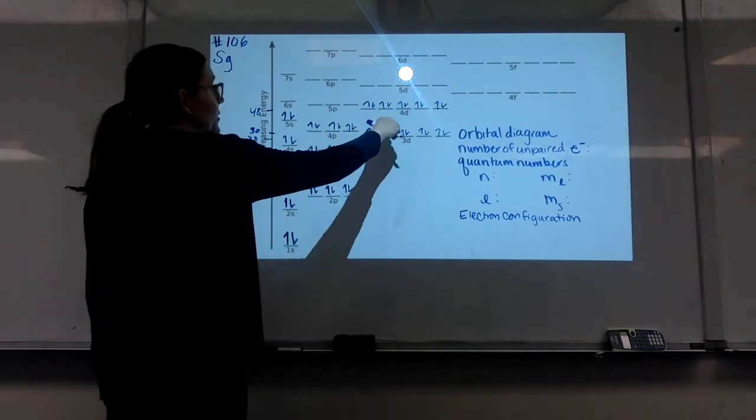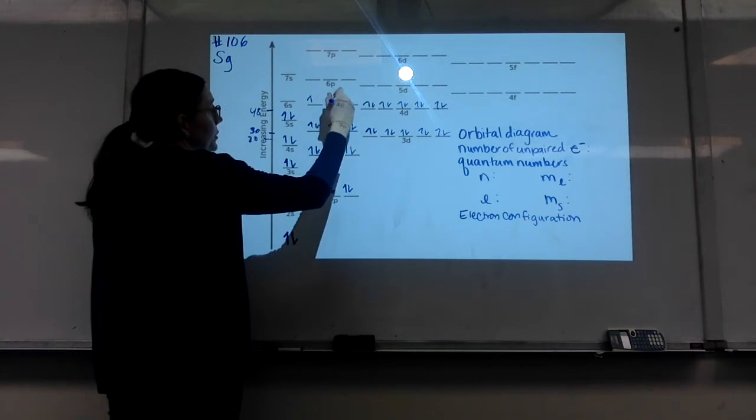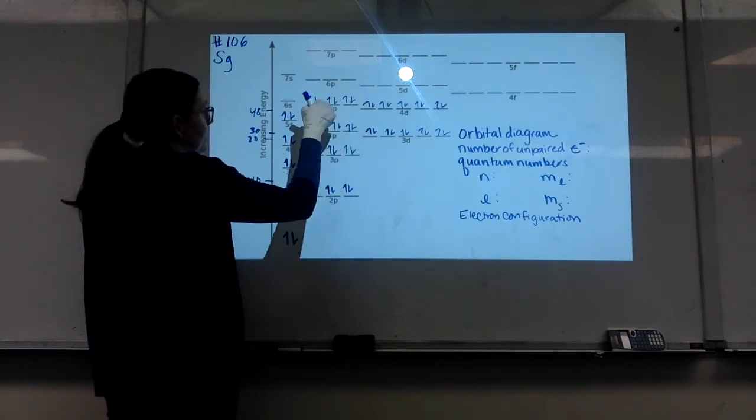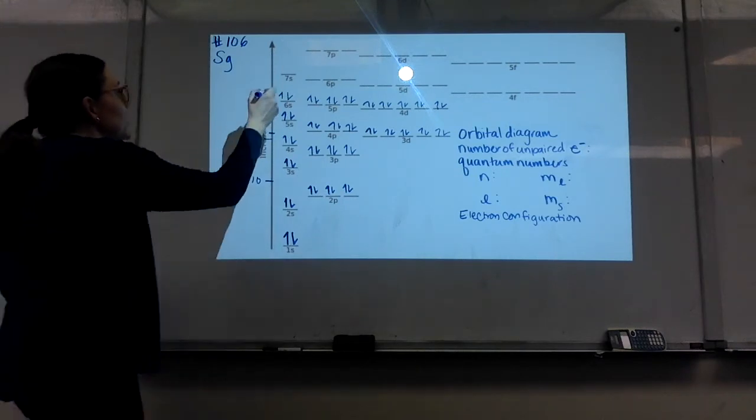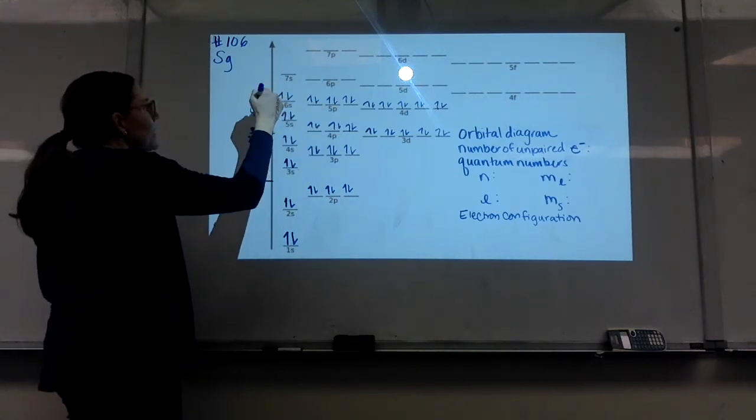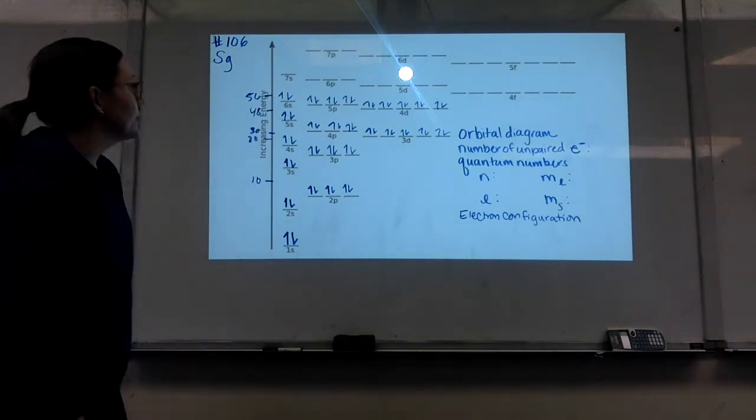So after the 4d comes the 5p. 1, 2, 3, 4, 5, 6, and then the 6s. 1, 2, so that's another 6. So, 6 plus 2 is 8. So we're at 56 electrons so far.